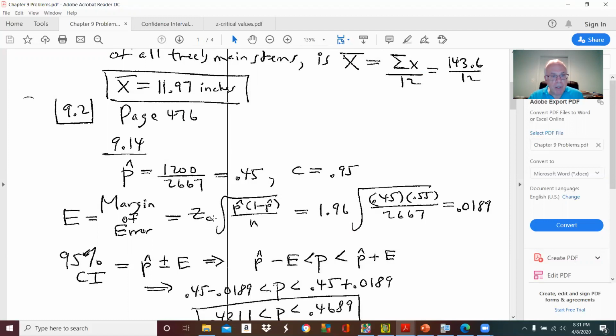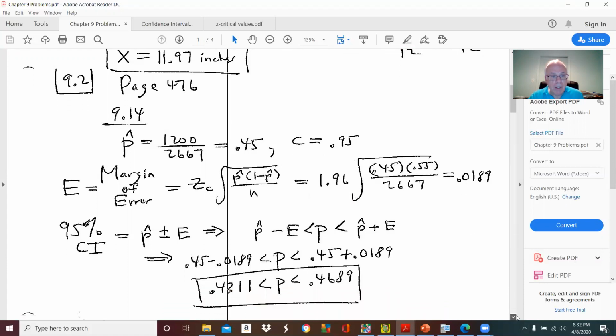Now, for 95%, we know that Z is 1.96. We know that P hat is 0.45, 1 minus P hat is 0.55, and our sample size is 2,667. So our margin of error is 0.0189.